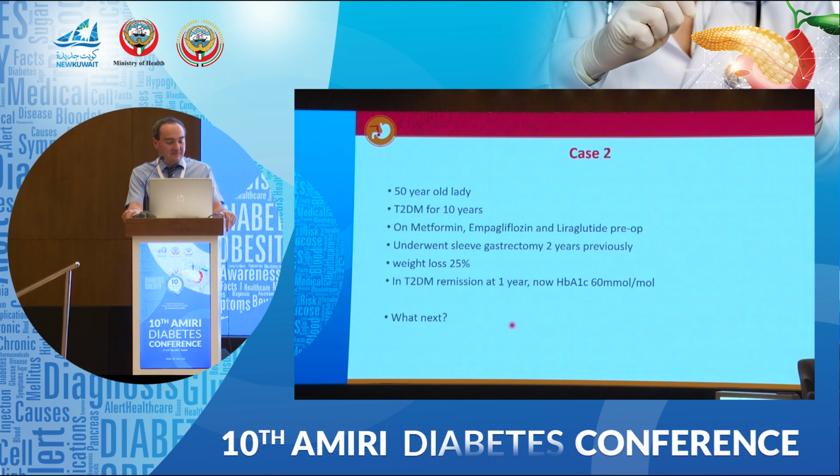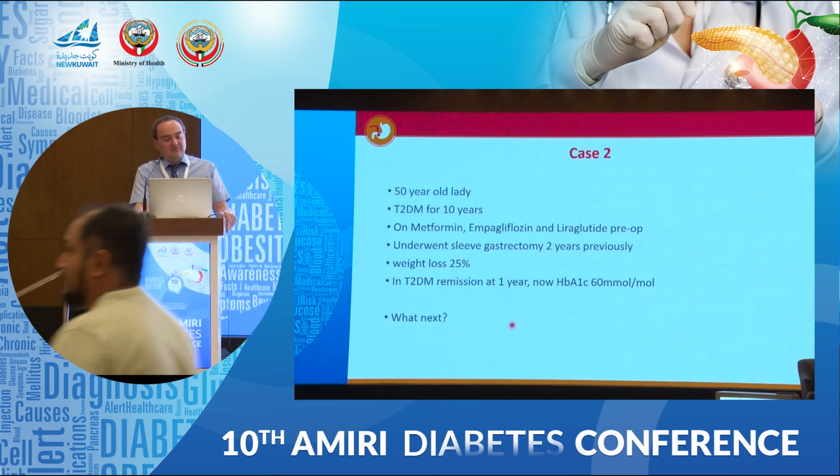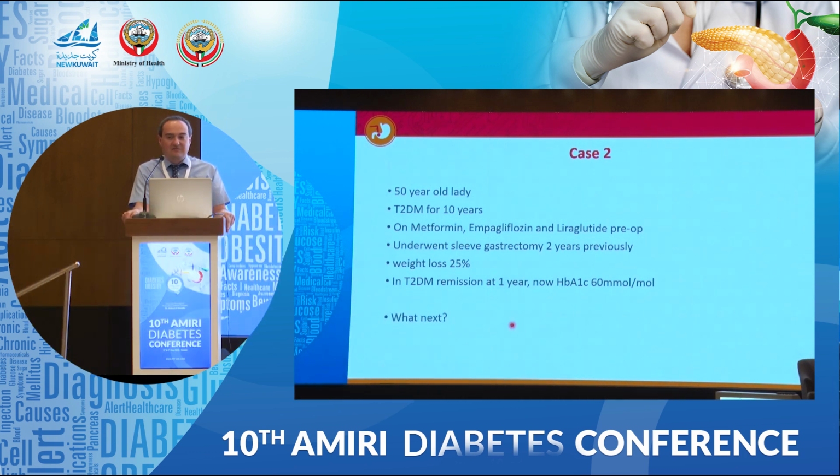In the first year after surgery, her type 2 diabetes goes into remission. But at 2 years after surgery, the HbA1c is 60, which is again, as we have said, about 7.5 percent or so. So she has now gone into diabetes relapse. What do you do now?